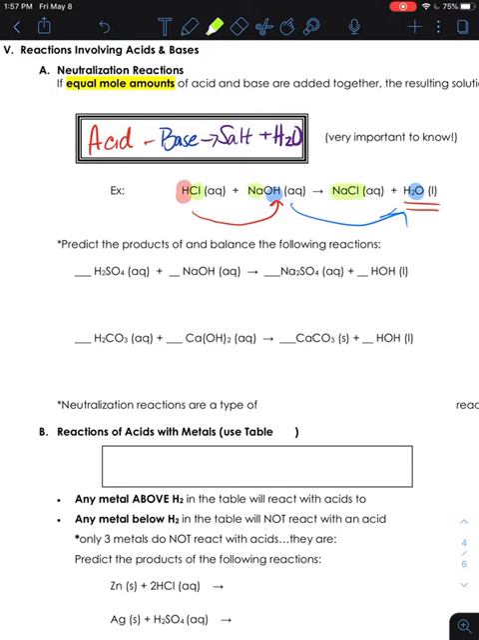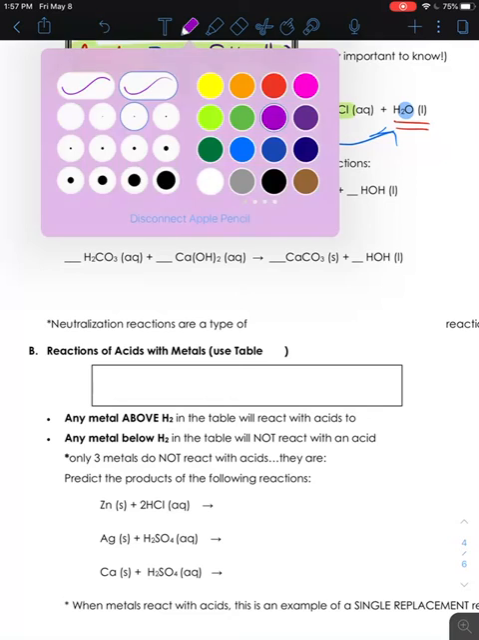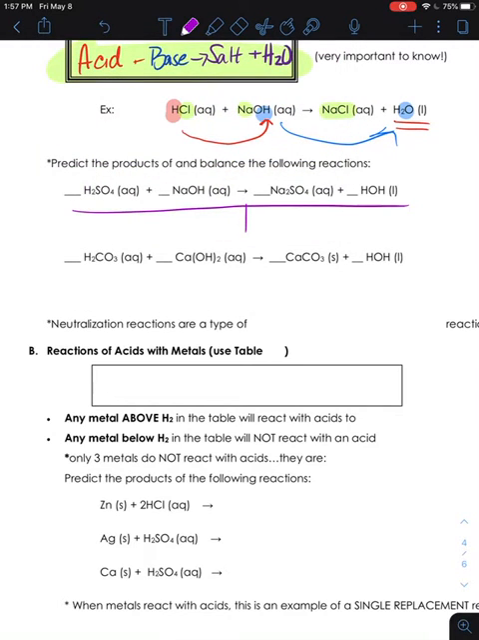So what they want you to do is predict the products of and balance the following equations. Most of these are going to be acid plus base making a salt and water. There's a couple of different ways you can do this. We do not have to predict the products because they're giving it to you. But in the future, you should always know that it will ultimately come down to this equation type. So some acid plus some base will make some type of salt and always water. So what we're going to do here is some predictions. They're going to ask you to balance it out.